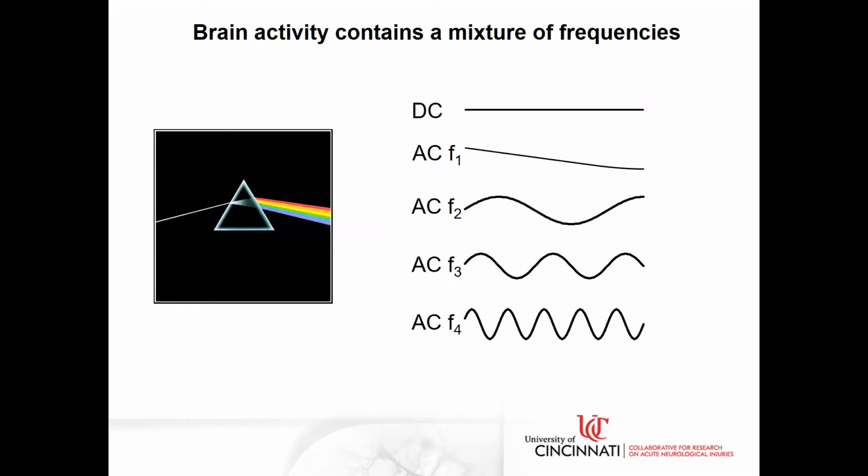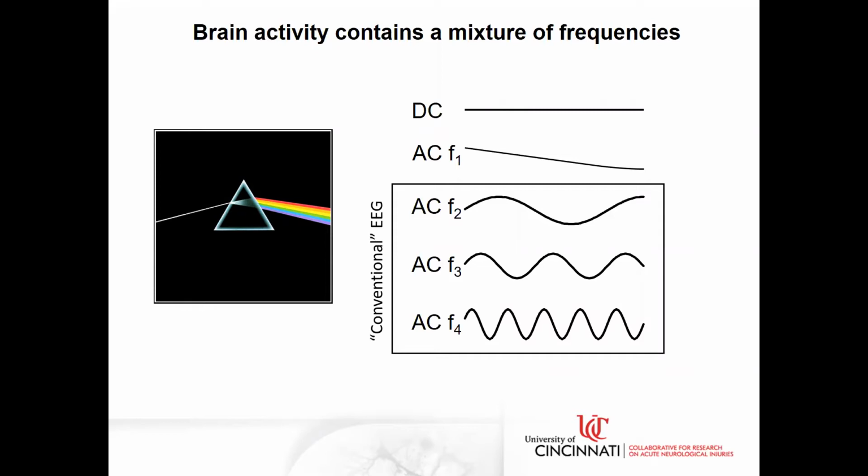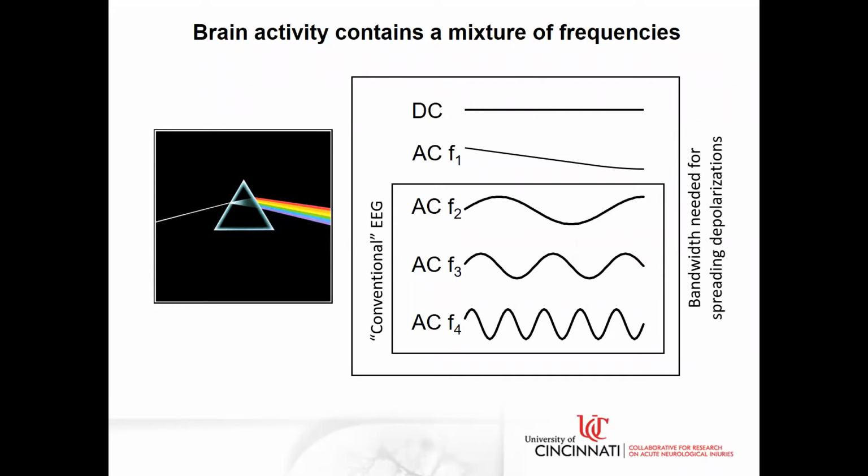So to understand how these methods relate to each other, it's important to consider that brain activity contains a mixture of frequencies, just like white light is composed of various individual colors blended together. So too can brain activity be decomposed into various frequencies, from higher frequencies down to slower potentials, until we start to reach that lower limit, the theoretical limit of zero frequency, which is also known as direct current, as opposed to oscillating, alternating current. So in conventional EEG recordings, we typically filter out this low frequency activity and only record these higher frequencies. And by higher frequency here, I mean 0.1 or 0.5 hertz or higher. Whereas in order to record and measure spreading depolarizations, we need a wider bandwidth that goes all the way down to the theoretical limit of 0 hertz. So that's the bandwidth required.